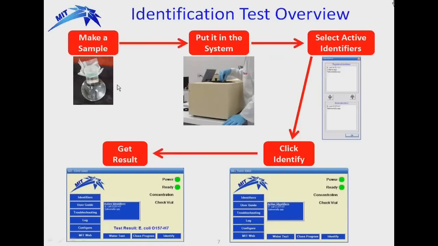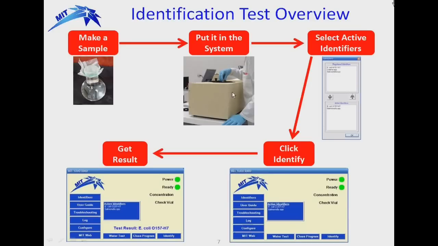The entire identification test procedure is very simple. First, make a sample. The sample is a very weak dilution of individual cells taken from a colony on a culture plate, suspended in filtered water in a round-bottom flask. The cells in the source colony are all genetically the same.